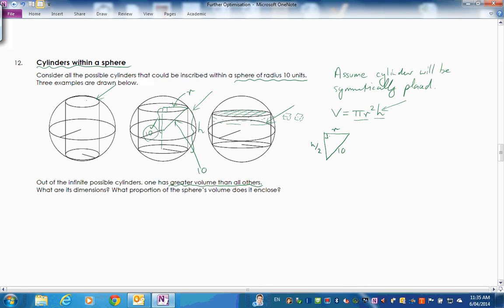Can you see that trick? You have to work the given 10 into a position where it's in a triangle with the R and H, so we can connect them all up. Let's use Pythagoras now. Okay, I want you to pause the presentation and see if you can get an expression for H in terms of R.